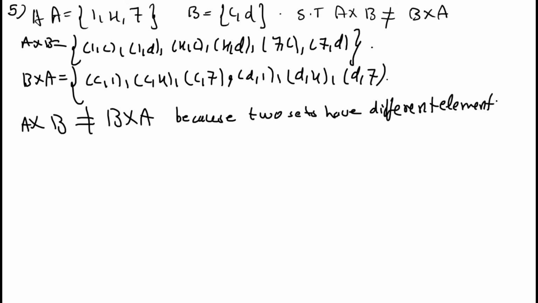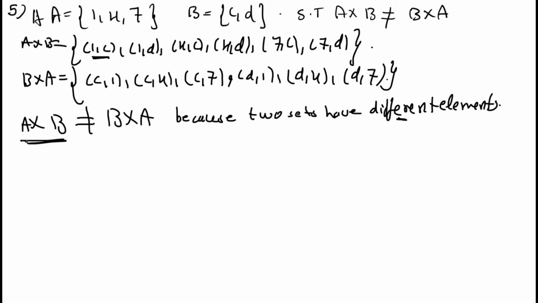Okay, what's the definition of equal sets? Two sets are equal means their elements are equal. They must have exactly the same elements. Here (1, C) is there, but here (C, 1) is there. (1, D) is there, but here (D, 1) is there. See, all the elements are different, right? So here A cross B is not equal to B cross A.